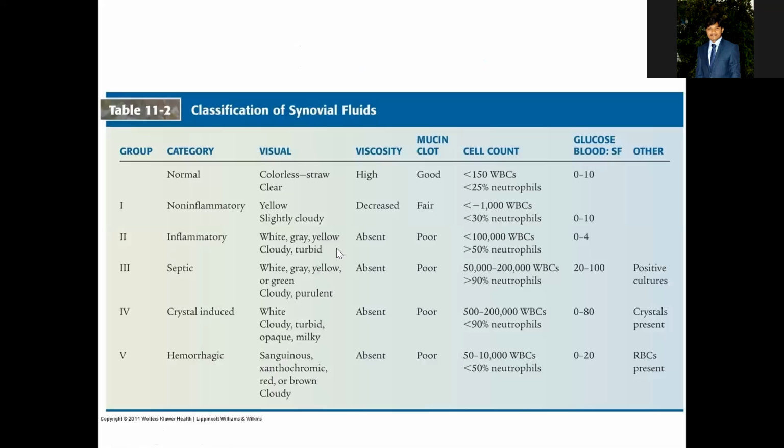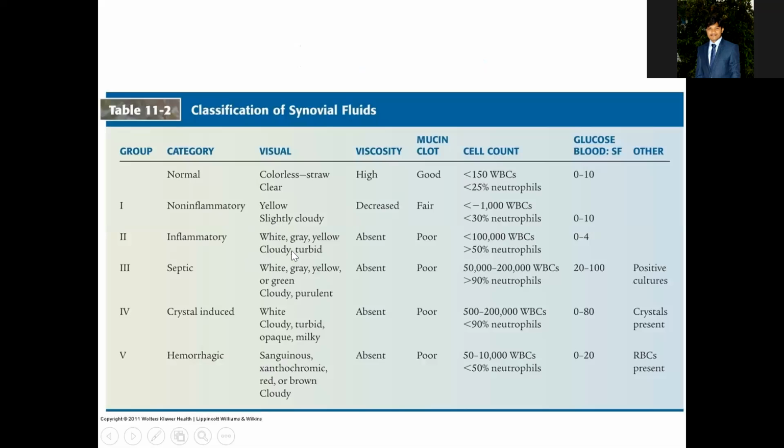Normally, synovial fluid is colorless, clear fluid with high viscosity and a good mucin clot. The WBC count is less than 150 cells per cubic mm and polymorphonuclear cells are less than 25%. In non-inflammatory conditions, it appears yellow, slightly cloudy in nature. In inflammatory conditions, it is white and cloudy in nature.